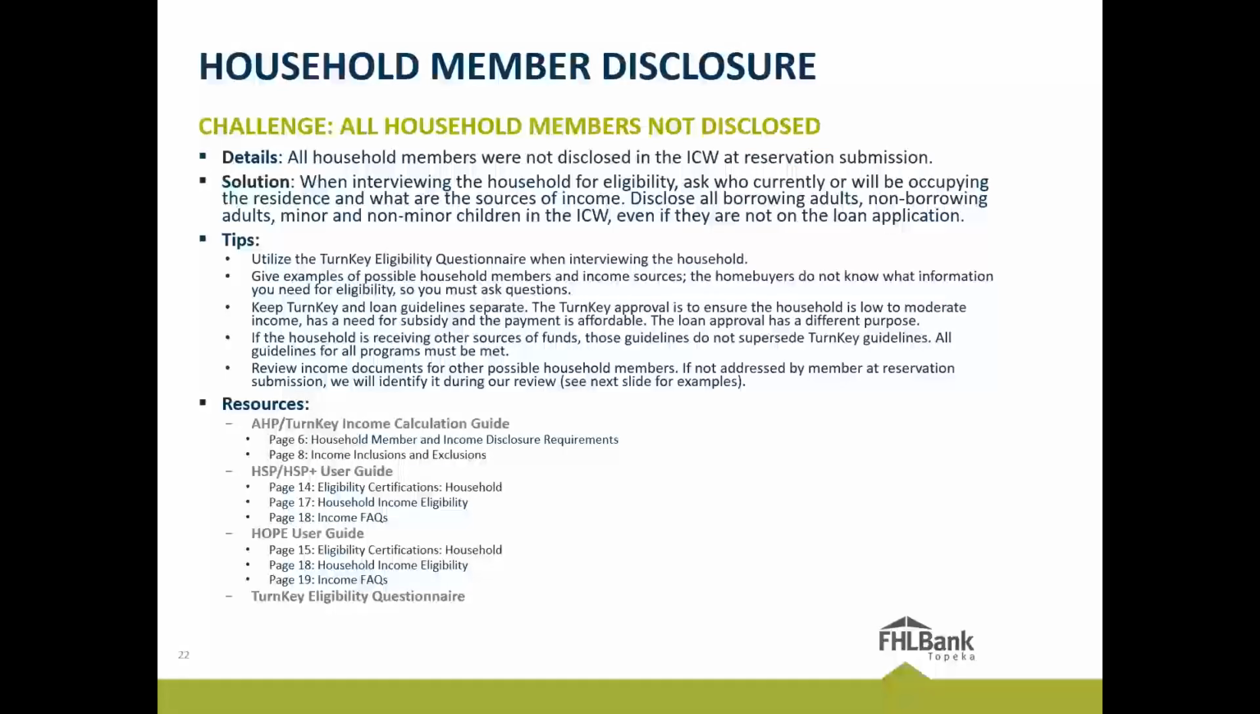It's important when completing the ICW Household Summary tab that you're including all household members. This includes all borrowing adults, non-borrowing adults, minor and non-minor children. All household members must be disclosed in the ICW, along with their income at the time of reservation submission. This is separate from the loan guidelines. So even if you're not using someone's income for the loan, it still has to be disclosed for the grant.